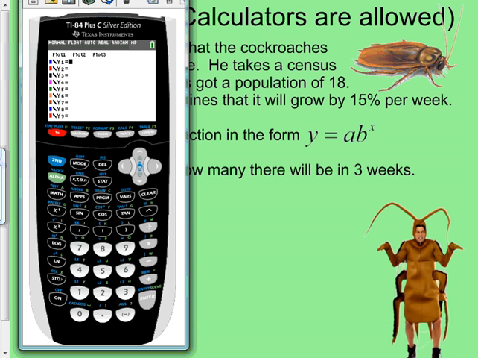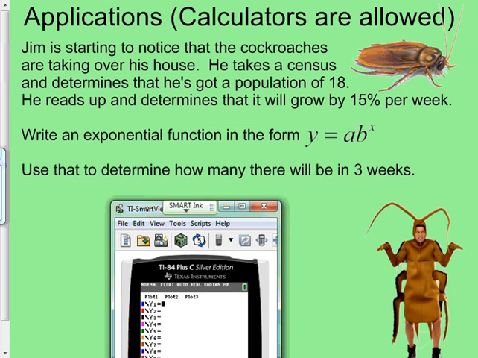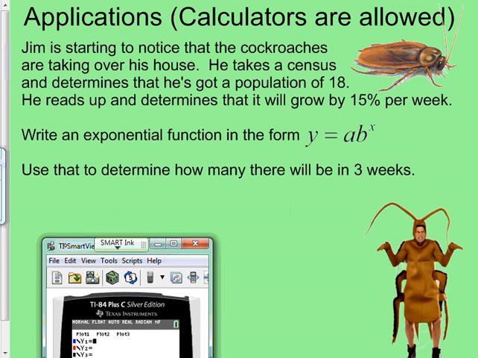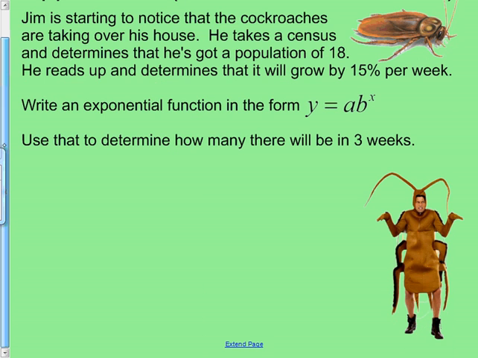Okay, so I'm going to set this aside for just a second and read about my cockroaches here. They're taking over his house. He takes a census and determines he got a population of 18. He reads up and determines that it will grow by 15% per week. Write an exponential function in this form, and we won't need the calc yet, but would you just write me the equation for this puppy? Notice they're exponentials. So there's a what in the what? X in the exponent. Very good.